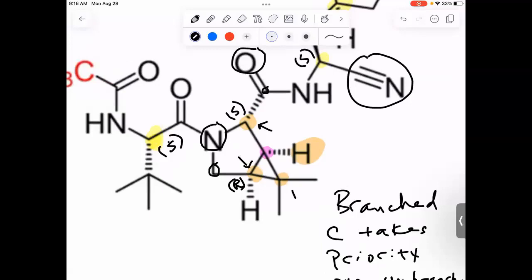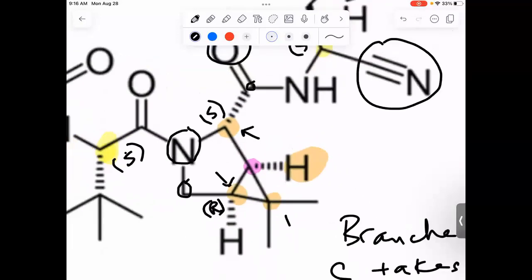So anytime you have two same atoms, you have to keep moving along the chain until you find that point of difference. So in this case, it's nitrogen. The other side is oxygen. Oxygen has a higher atomic number. So that means that this carbon right here is going to be 2. And then by default, that's going to make this one 3. Yes, no?